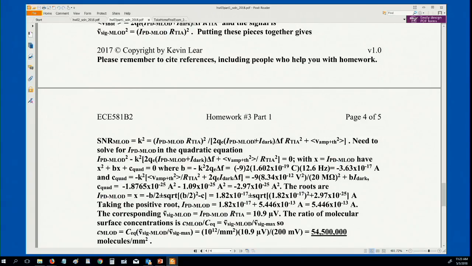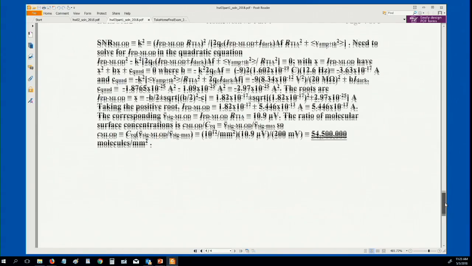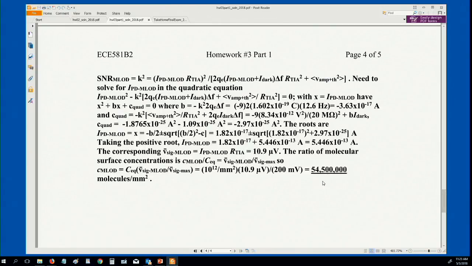C. And when I go through and solve that, the number I get here is that instead of having 10 to the 12th molecules, if I have 5 times 10 to the 7th molecules, then I will be right at the limit of detection. So 5 times 10 to the 7 molecules per square millimeter would be my limit of detection.